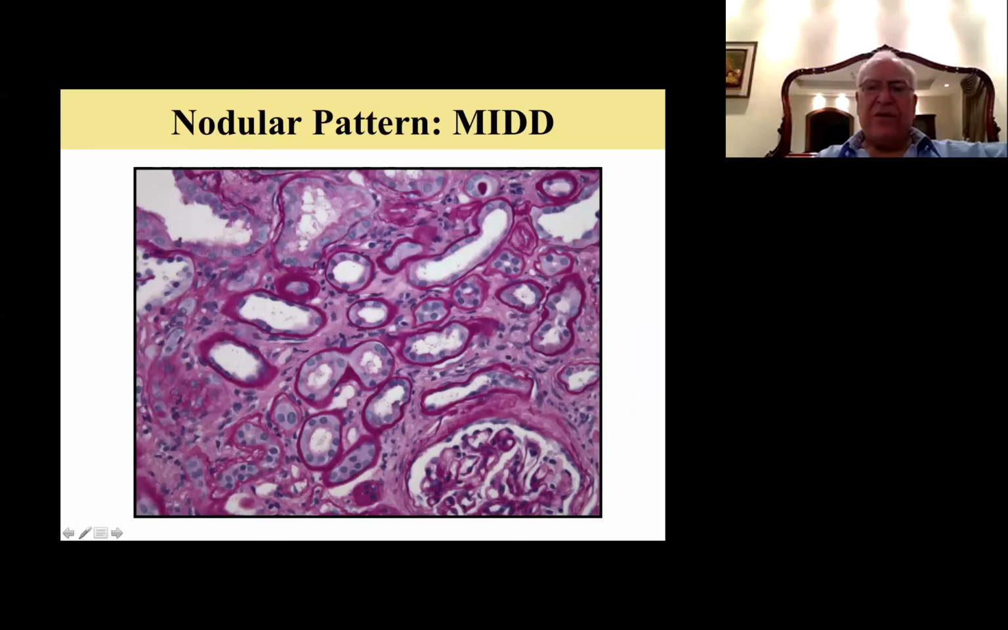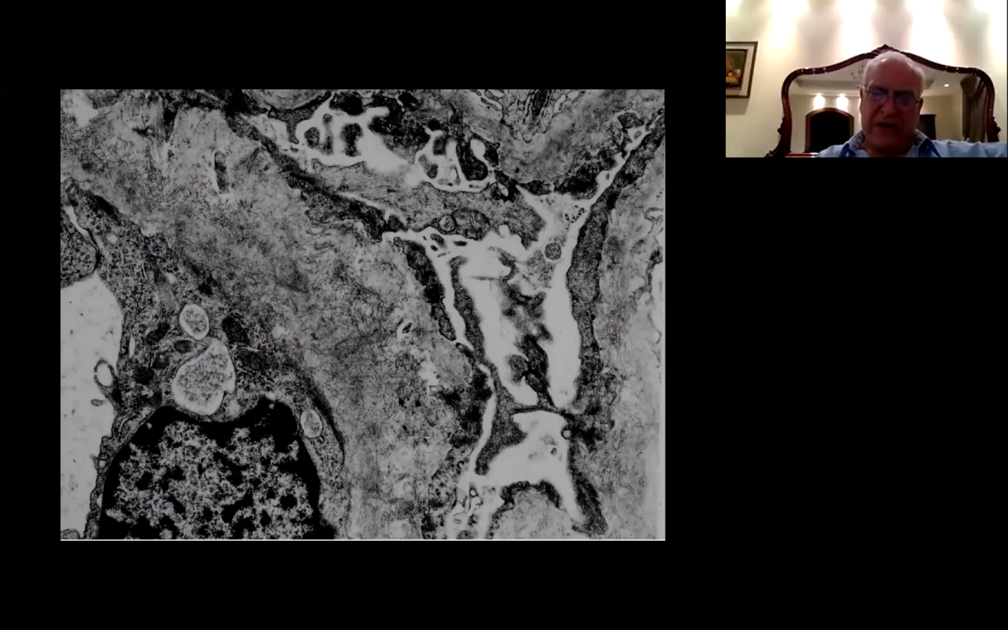You revert to electron microscopy if you find this; you have to have it. What you'll see here is fibrillary structure. This could be amyloid, fibrillary, or immunotactoid. So you have to have measurements.